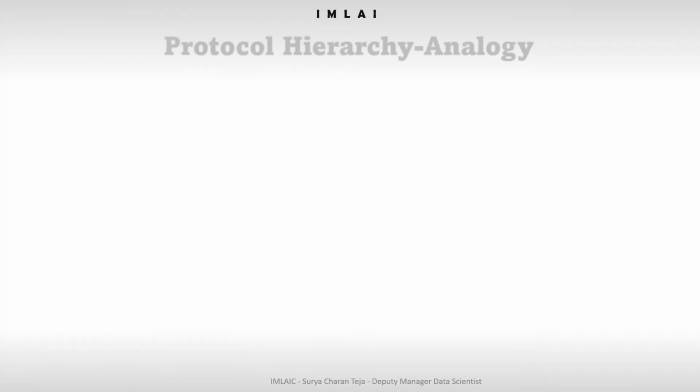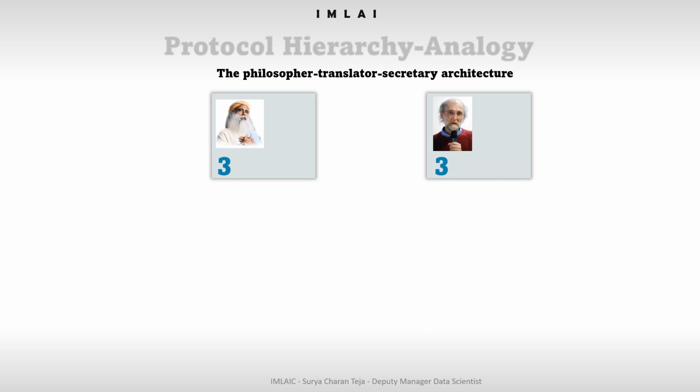To make more sense of multi-layer communication, let's take an analogy. So imagine two philosophers. The third layer, this is the top layer, two philosophers. Basically it's called the peer processes. We'll consider it as a layer, third layer, layer 3. You can see the number, layer 3.